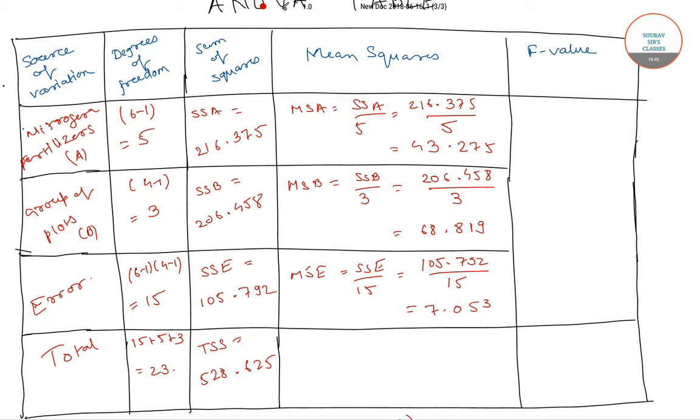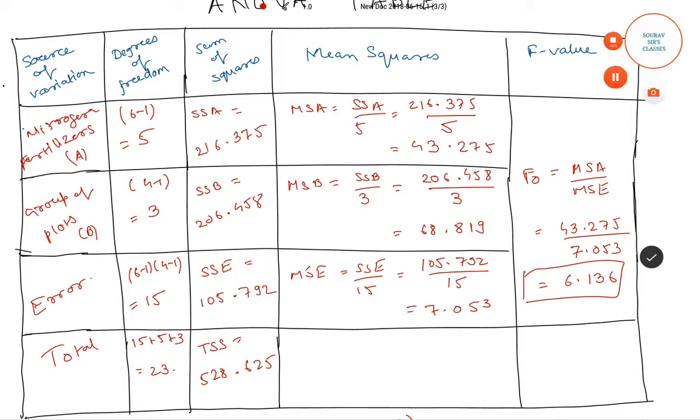Now since nitrogen fertilizer is our factor of interest, our F naught would be equals to MSA divided by MSE, which is 43.275 divided by 7.053, which is equals to 6.136. So our calculated value of F is equals to 6.136.